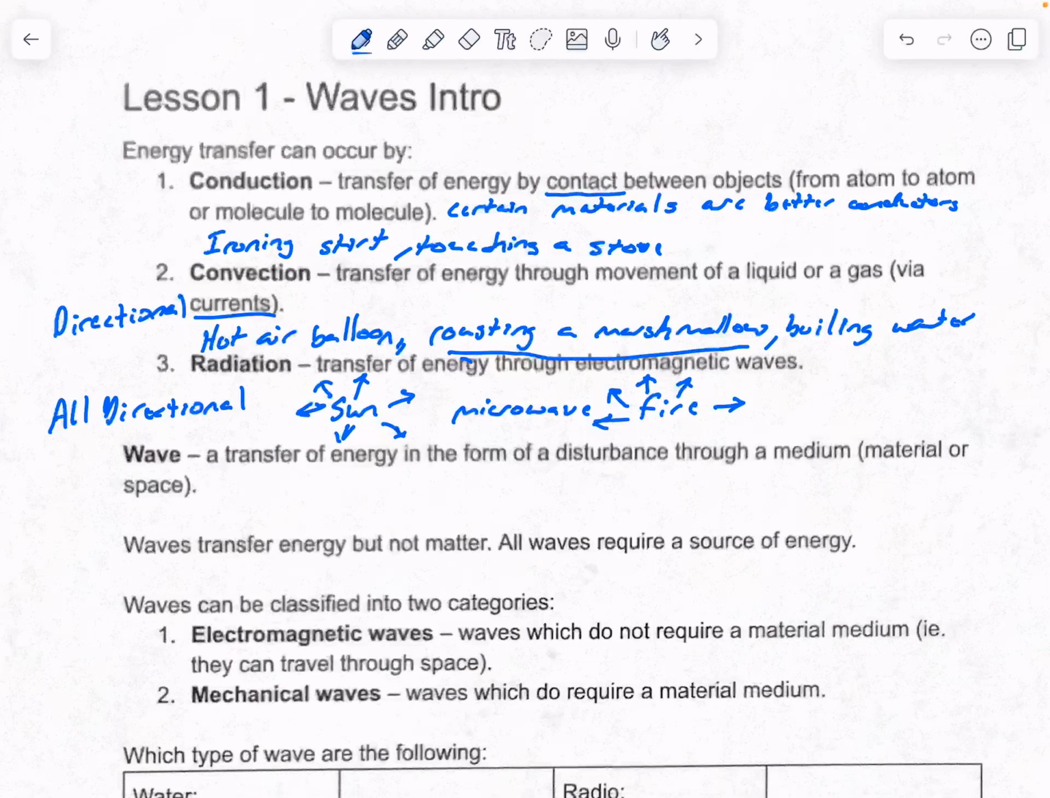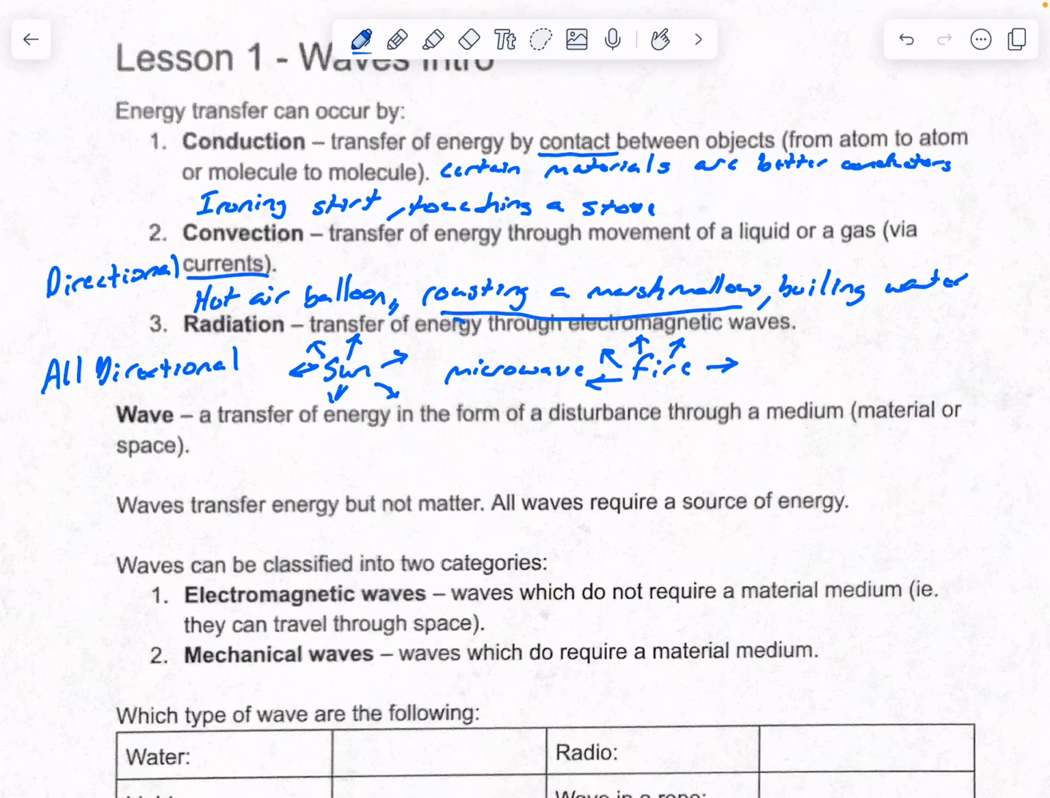Now, a wave, which we're going to talk about a lot in this unit, is a transfer of energy in the form of a disturbance through a medium. Medium just means something to go through. It can be material, meaning you can physically touch it, or in this case, space. Space is technically not a material. There's nothing there. It's a vacuum. It's still considered a medium since waves go through it, but it is not considered material.